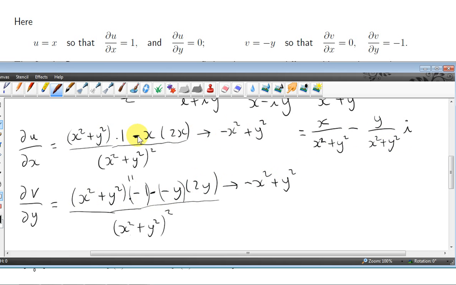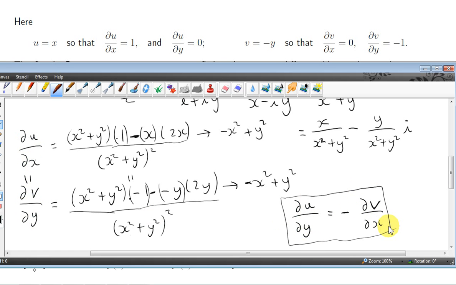So we have a minus sign when we're differentiating a quotient. So the first Cauchy Riemann equation is satisfied. Du dx is indeed equal to dv dy. To get the second Cauchy Riemann equation, we just interchange x and y, and we minus one of the derivatives. So we get du dy equals minus dv dx.